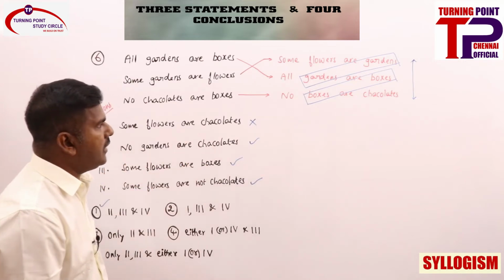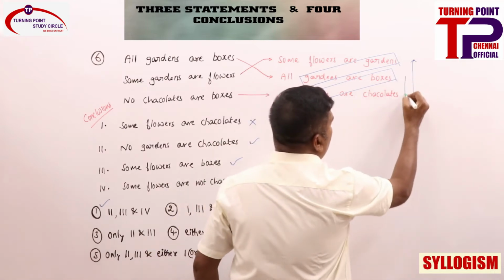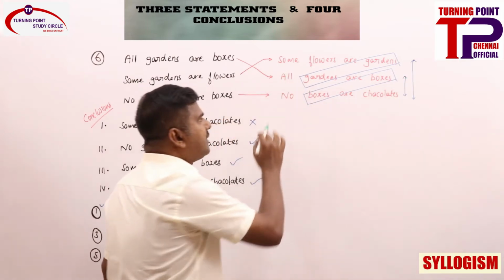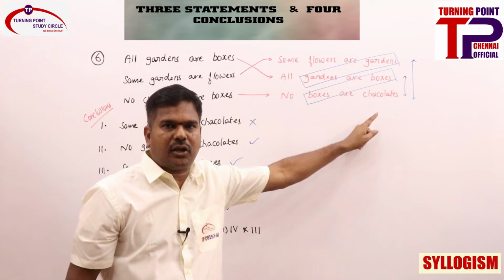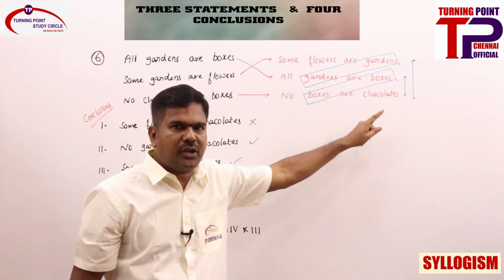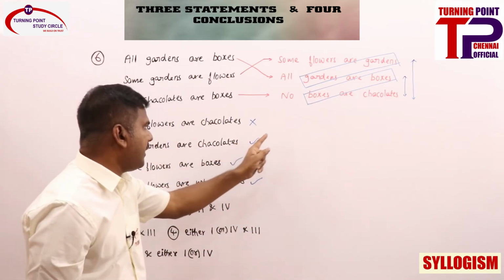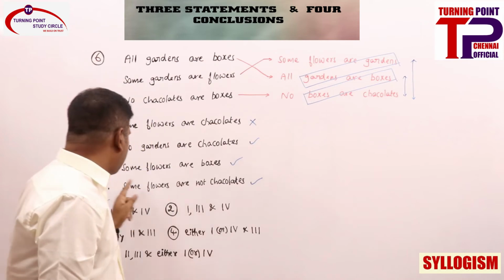No gardens are chocolates. Where is garden and where is chocolate? Statements 2 and 3. So 2 and 3 statements. A plus E is E. E means no gardens are chocolates or no chocolates are gardens. Some gardens are not chocolates or some chocolates are not gardens. Anyway, here it is being given no gardens are chocolates, so go ahead with that one. Come to the third one.